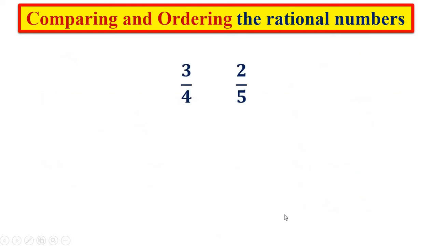3 over 4 and 2 over 5. How do we determine the biggest one? We have two methods to do it. Make the common denominator by multiplying by 5 up and down in 3 over 4 and multiplying by 4 up and down in 2 over 5, like this.